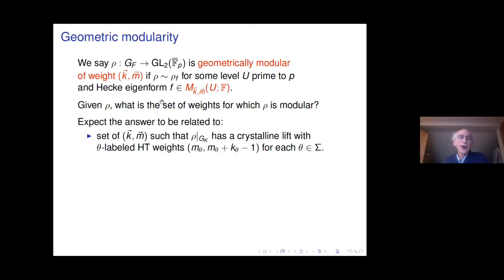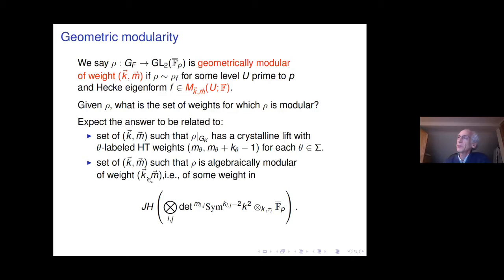And in the spirit of the algebraic Serre weight conjecture, we expect some p-adic Hodge theoretic characterization in terms of crystalline lifts. So this set should be determined by, maybe even is, the set of weights for which rho has a crystalline lift with the corresponding labeled Hodge-Tate weights, this being the recipe for the labeled Hodge-Tate weights of a p-adic representation associated to a characteristic zero Hilbert modular eigenform with these weights, under the assumption that k is parallel. And we know that that is related to being algebraically modular of a particular weight, where being algebraically modular of weight (k,m) means being algebraically modular of some Serre weight in the set of Jordan-Hölder factors of the algebraic representation associated to this weight.